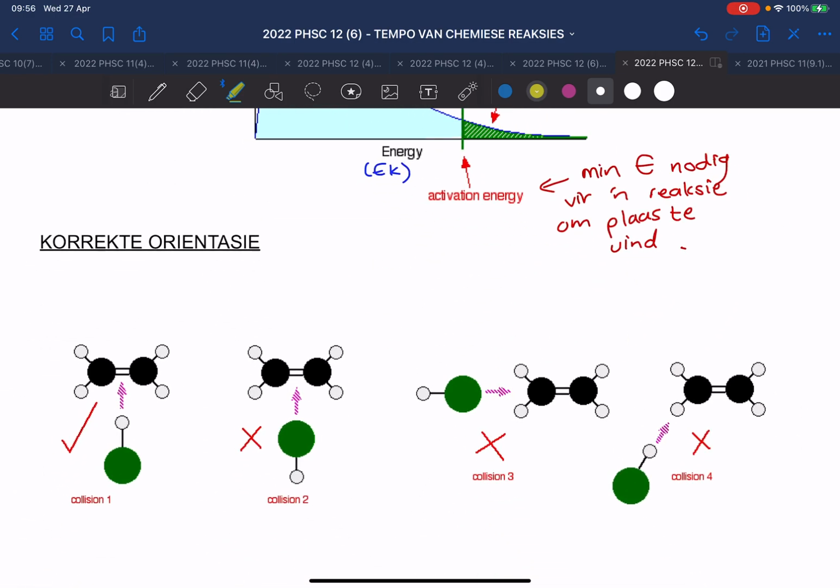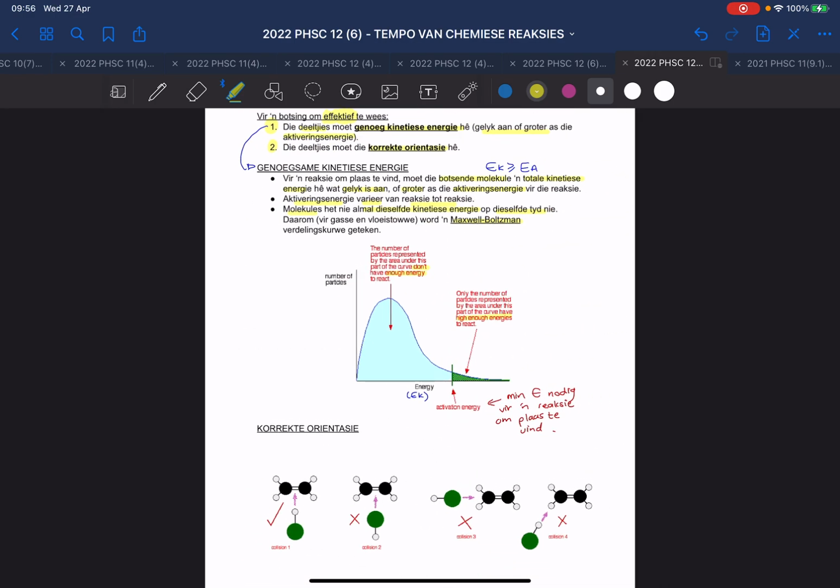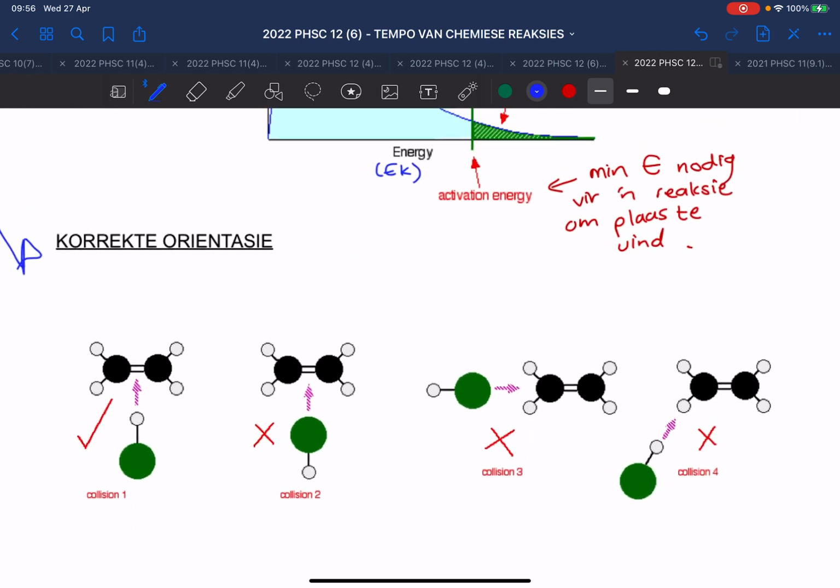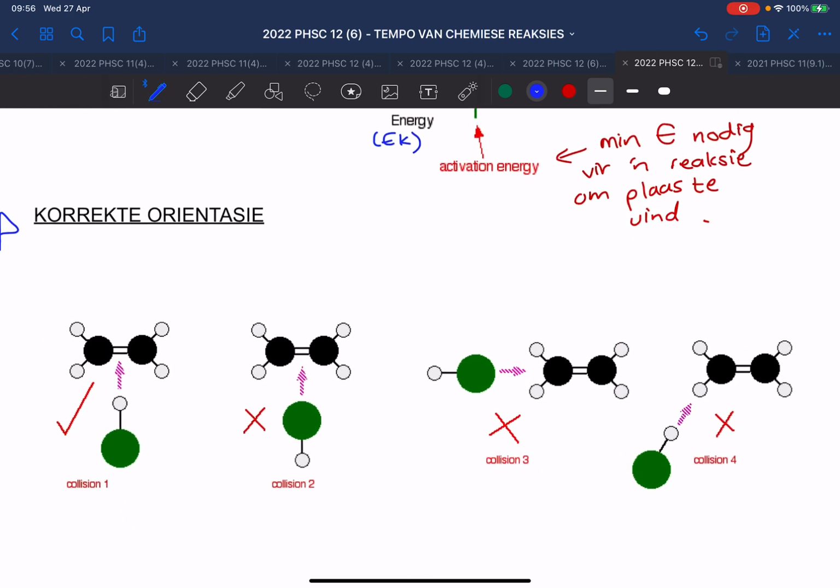Alright, then the next one is the correct orientation. Die regte oriëntasie. The correct orientation, I'm going to zoom in there at the bottom again. As you can see here, this reaction that we have, I think this particle represented carbon dioxide. No, it's not carbon monoxide, it's methane. Nee, ethene.